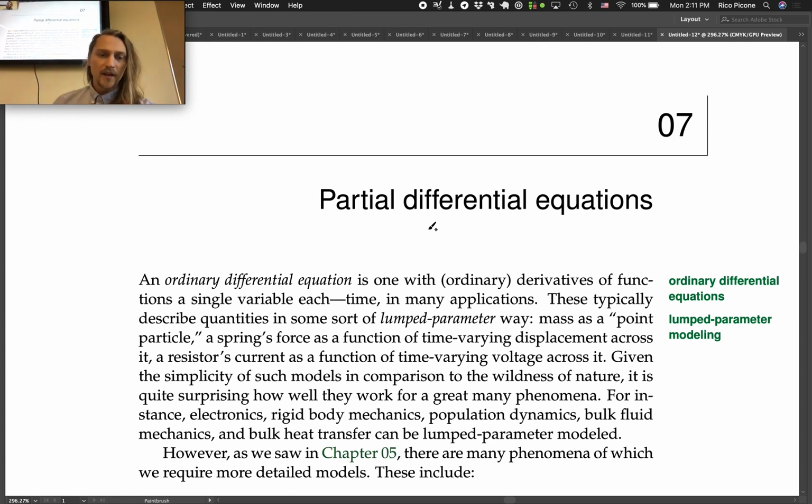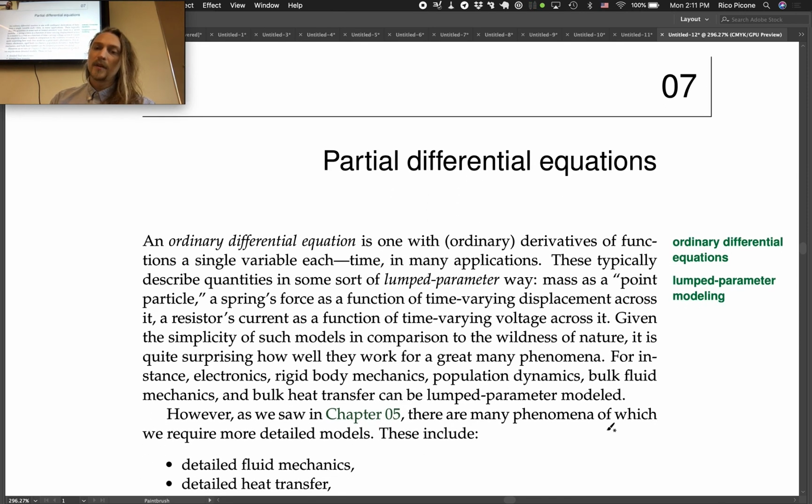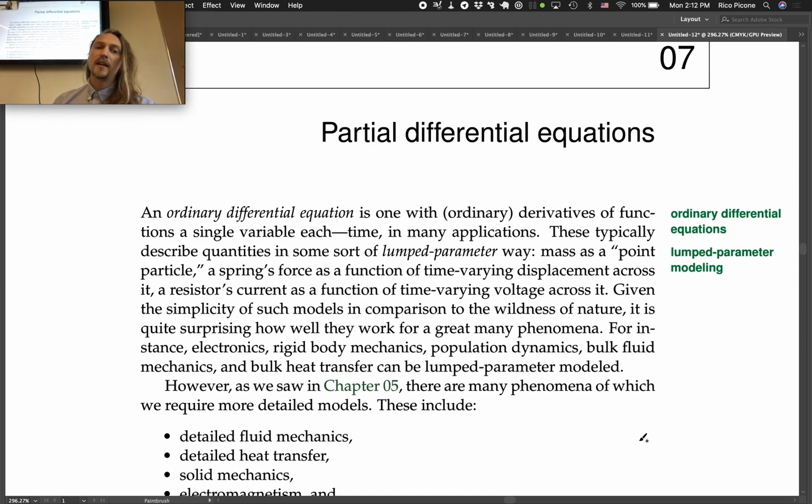Given the simplicity of such models, in comparison to the wildness of nature, it is quite surprising how well they work for a great many phenomena. For instance, electronics, rigid body mechanics, population dynamics, bulk fluid mechanics, and bulk heat transfer can be lumped parameter modeled.